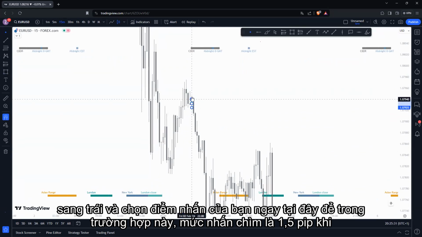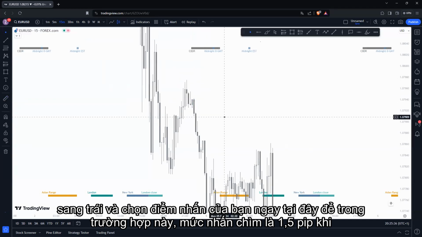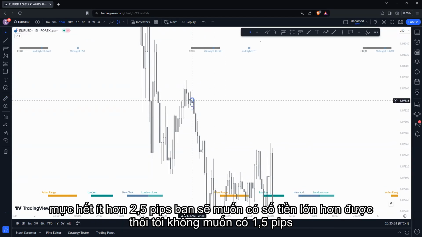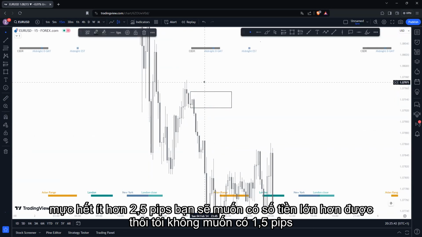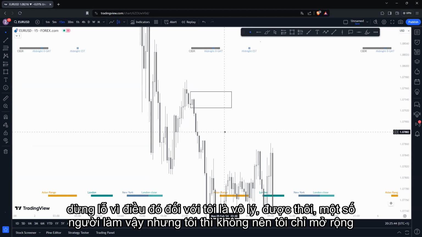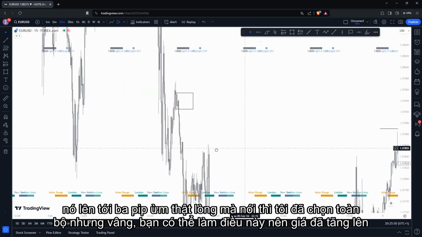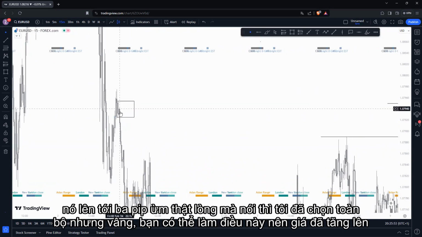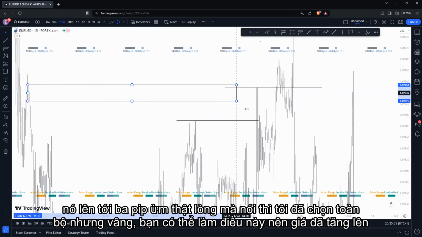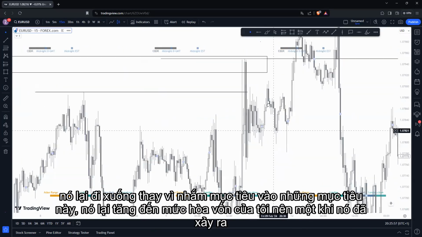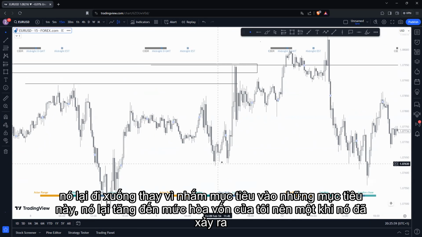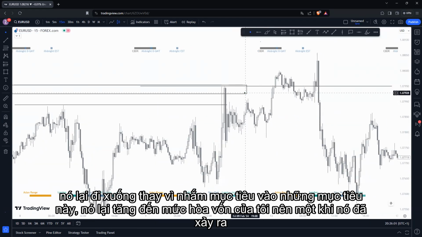So in this case, the engulf was 1.5 pips. When the engulf is less than 2.5 pips, you would want to largen it. Okay, I don't want to be having 1.5 stop loss because that's unlogical for me. Some people do that, but I don't. So I just widened it to 3 pips. Honestly, I picked the whole thing, but yeah, you could do this. So price went to it, it went down. Instead of targeting these, it went up to my break even again.